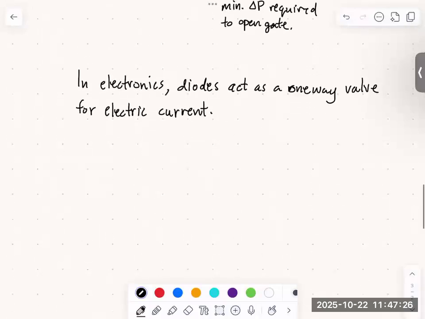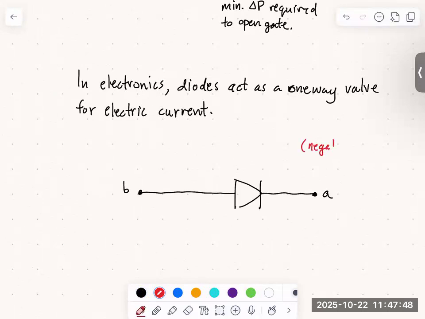So let me show you the circuit symbol for a diode. It looks like this. It's this little triangle with a vertical line at one end. So I'm going to call this side side A, this side is side B. And I'm going to label this as the negative end. We'll call it N. And this is going to be the positive end. And we'll call that P. So this is our circuit symbol for a diode.